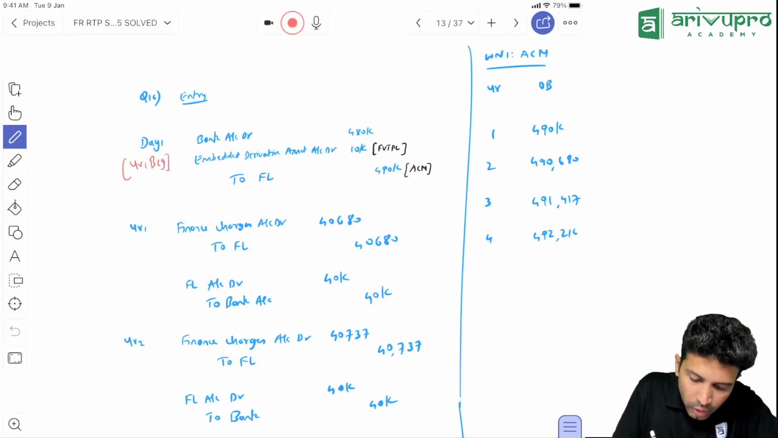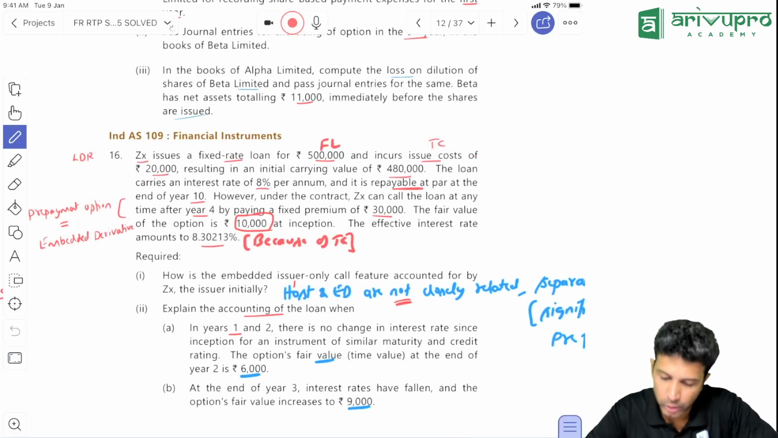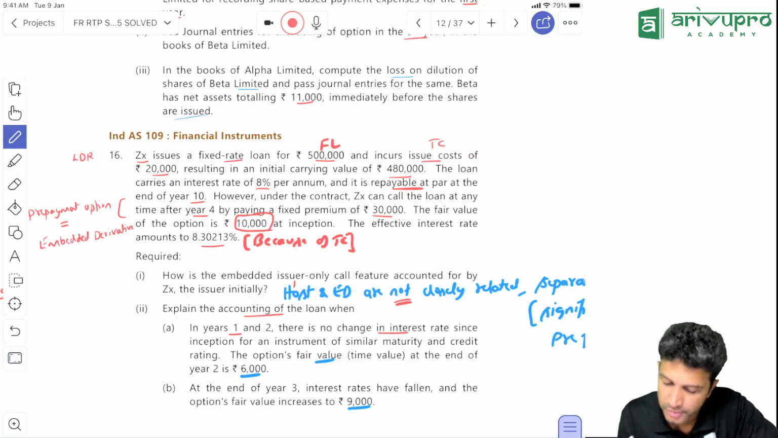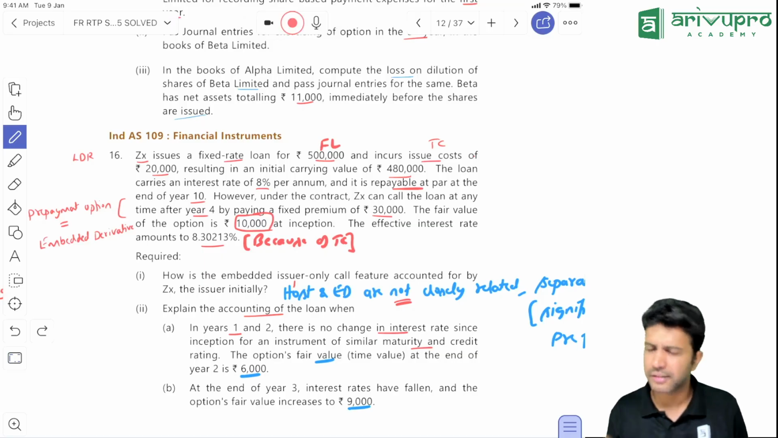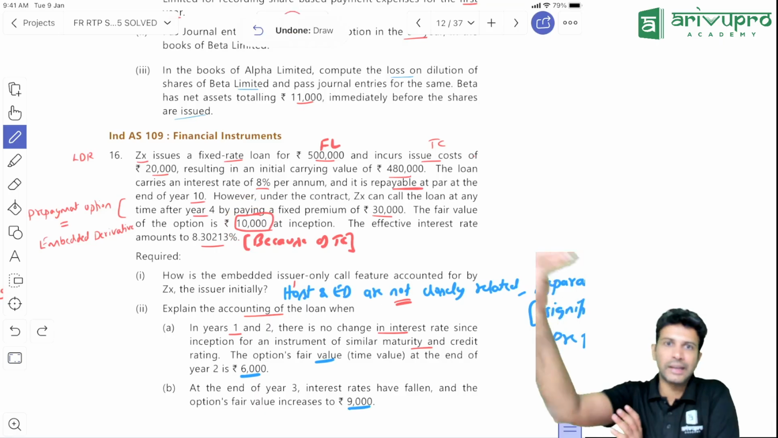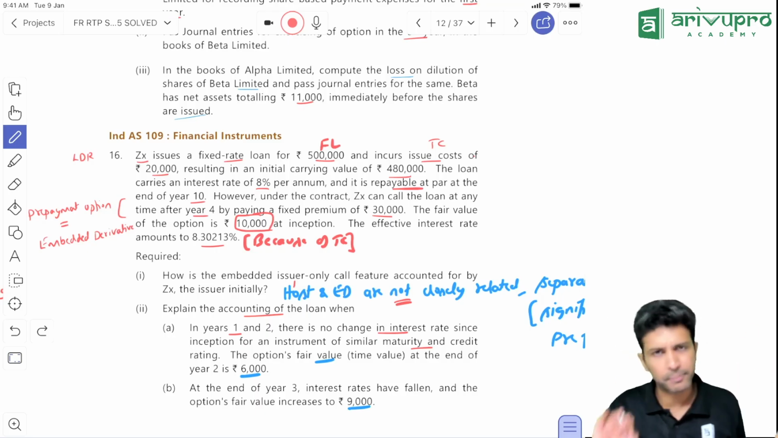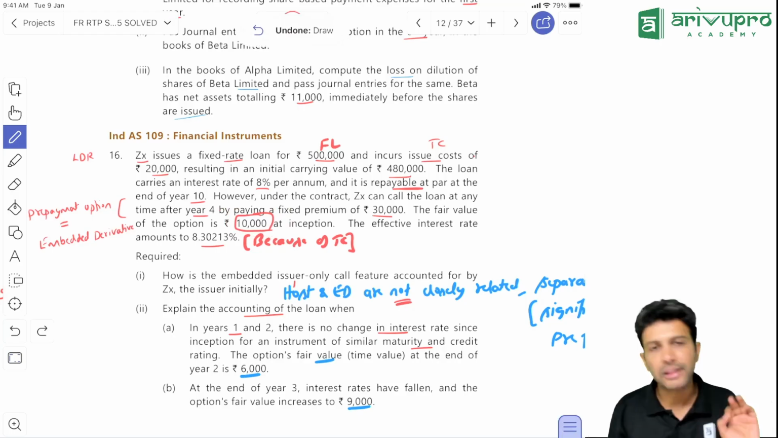Now at the end of year 1, fair value can change. Have they given? Yeah, check. It was 10,000. In first year, second year, there is no change in the interest rate since the inception of the instrument. The option's fair value at the end of year 2 is 6,000. First year end, there is no change in the option's fair value, so it was accounted initially at 10. If there is no fair value increase or decrease, we don't have to do any accounting. It remains the same. So at the end of first year, the derivative financial asset balance will be 10,000 only.